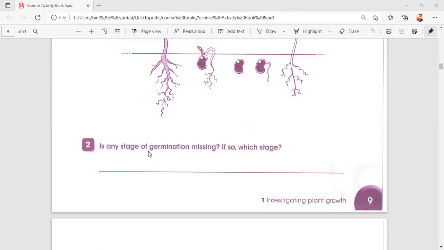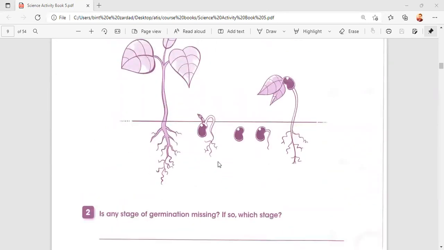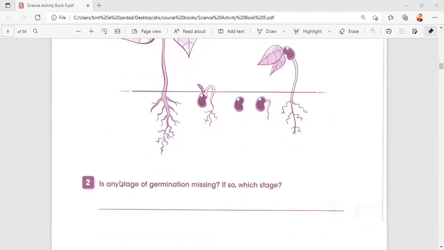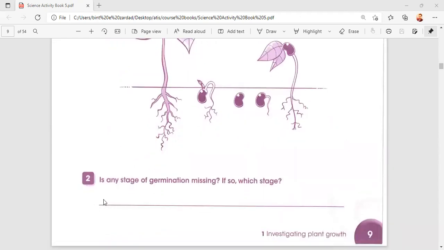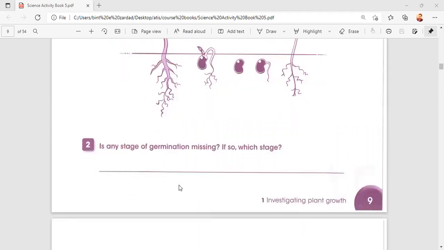It's not written here. You can see here, seed absorb water and swell. This is the first stage. It's not mentioned here. It just starts from the seed splitting out. Before it, the seed needs water. So the seed absorbs water, and you can write here, yes, the seed absorbs water and swells. This stage is missing from here. You can also see it in your learner book, lesson 1.2.